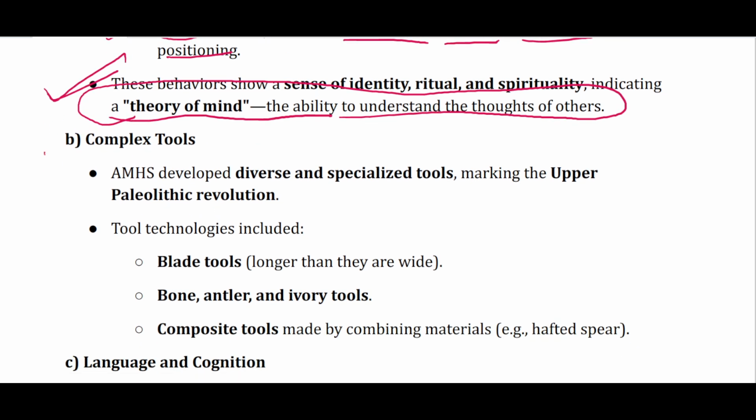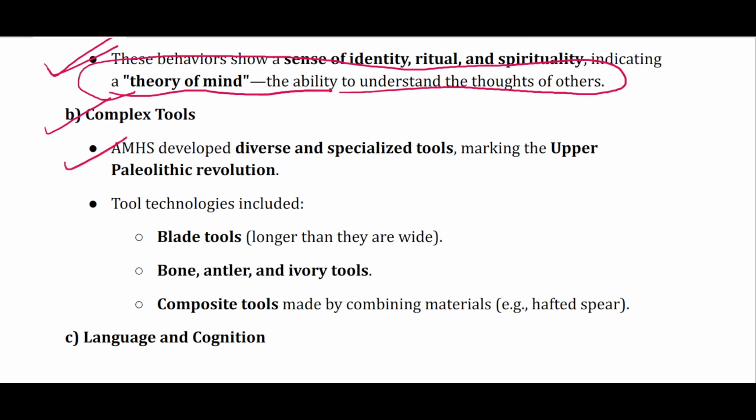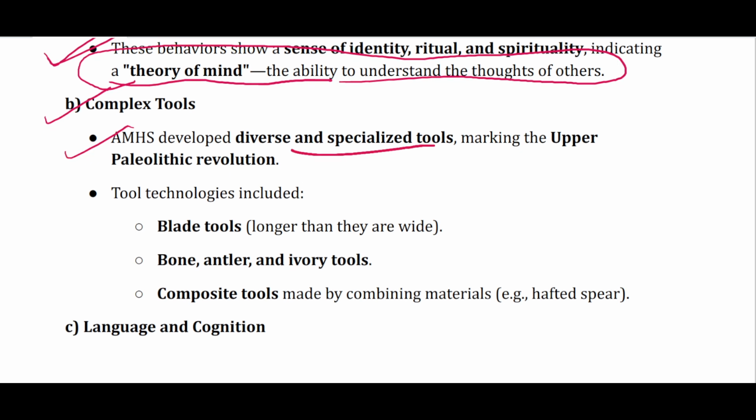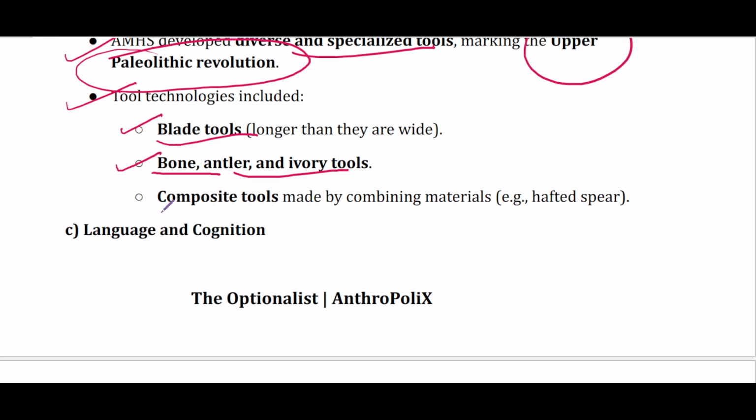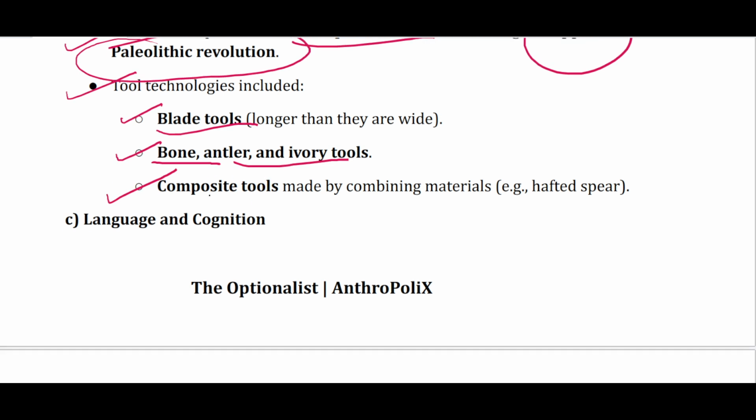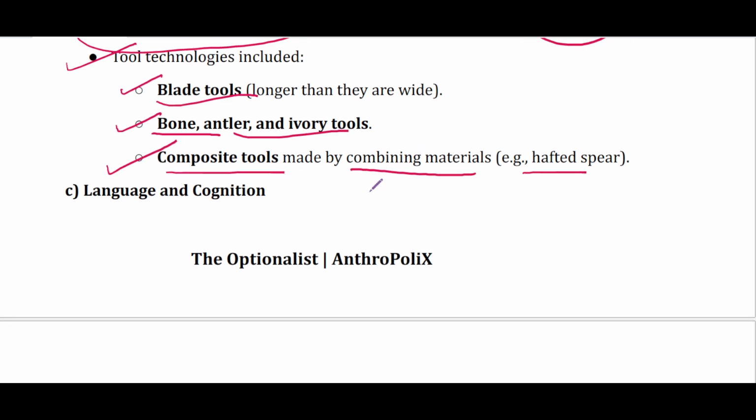Now, as for tool structure, AMHS developed diverse and specialized tools that marked the Upper Paleolithic revolution. And these tools include blade tools and tools that are made of not just stone but also from bone, antler and ivory. And they also made composite tools, made by combining different materials, such as the hafted spear.